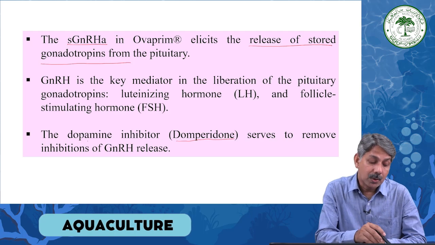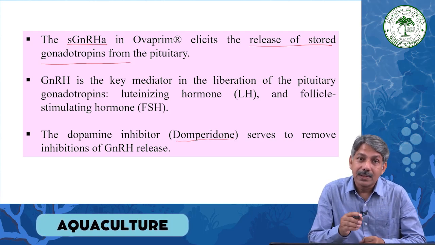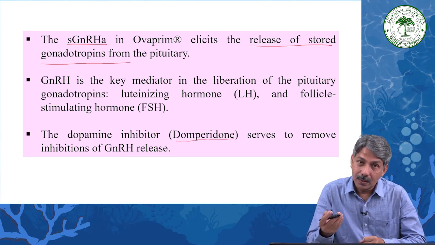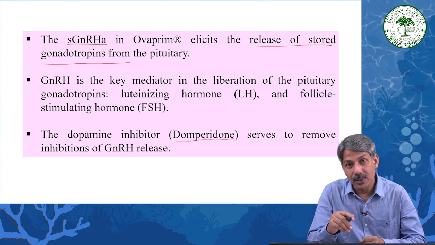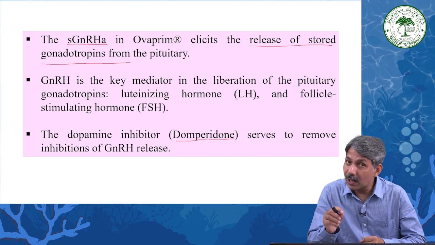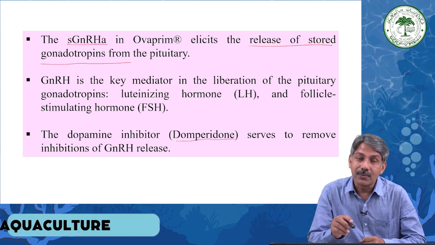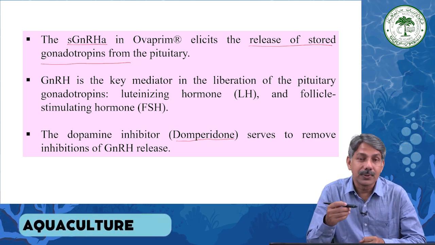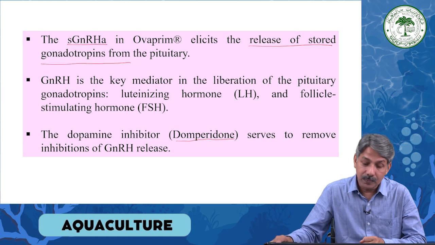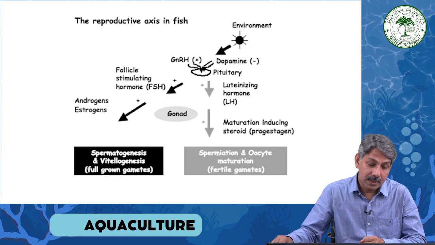In fact, dopamine inhibits the GnRH release from the hypothalamus. So, what does domperidone do? It is an antagonist of dopamine, so it removes the inhibition of dopamine for GnRH release. So, you are giving GnRH and you are also using a dopamine antagonist. So, the GnRH effectiveness will increase and the fishes will respond by releasing the gonadotropins.